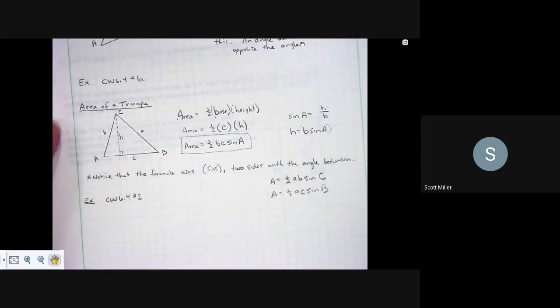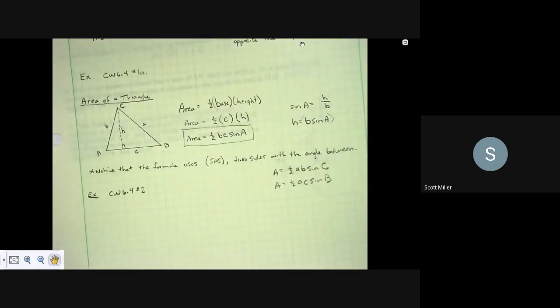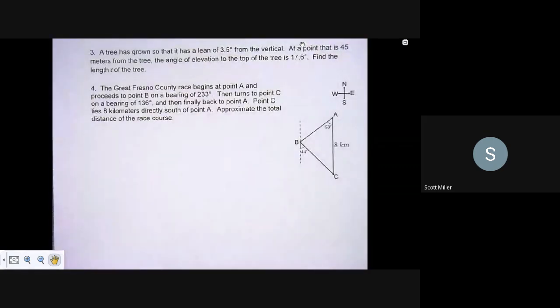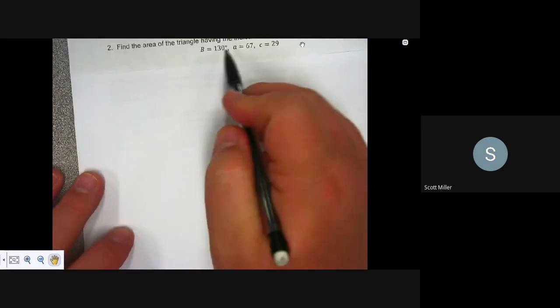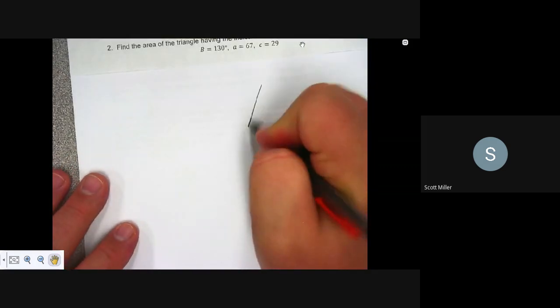Let's go look at classwork, question number 2, and we'll work that one out together and show you how easy this is. I do recommend that, oh, that's homework. Where's my classwork page? I do recommend that you draw your picture so you can see the information that you have. I have A, B, and C, so it doesn't matter how you draw it. It doesn't have to be perfect.